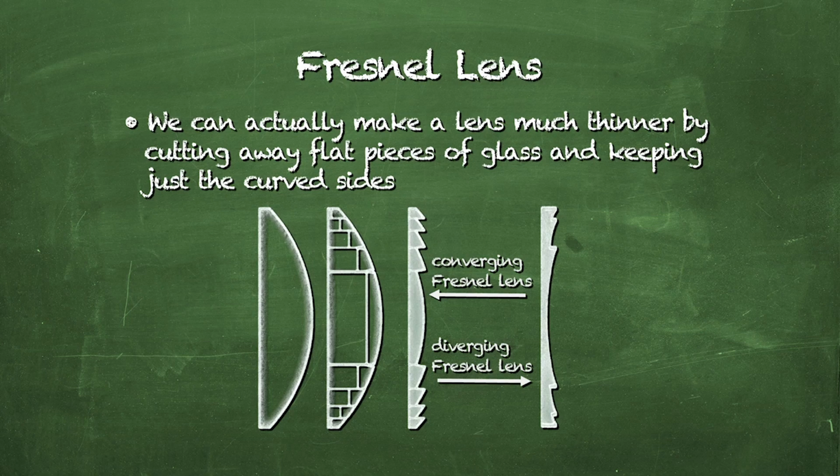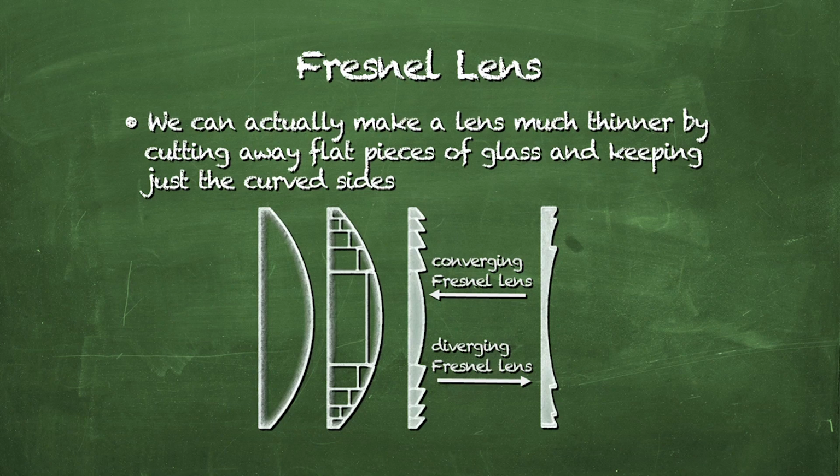And so we can cut out flat planes of glass. Flat planes of glass don't deflect the ray. All of the deflection goes on at the surface. So take a look at this plano convex lens, and we can cut it up and take out flat pieces of glass, keep only the curved surface, and actually make a much thinner lens that is a converging Fresnel lens, as you can see in the third diagram.